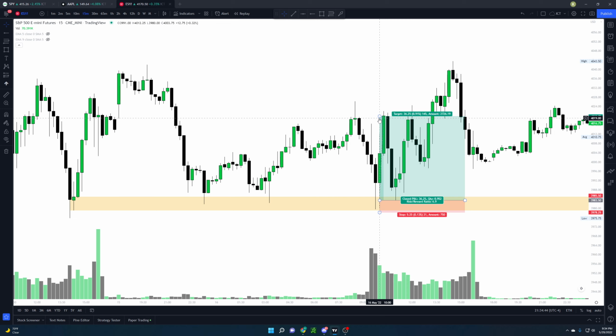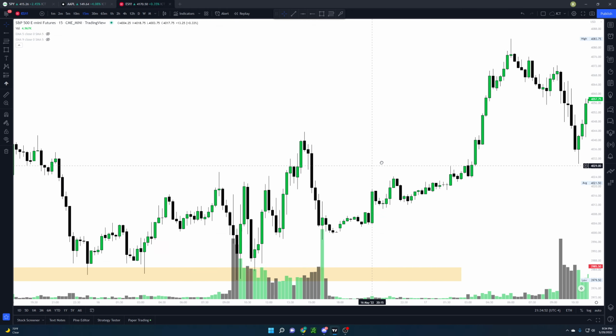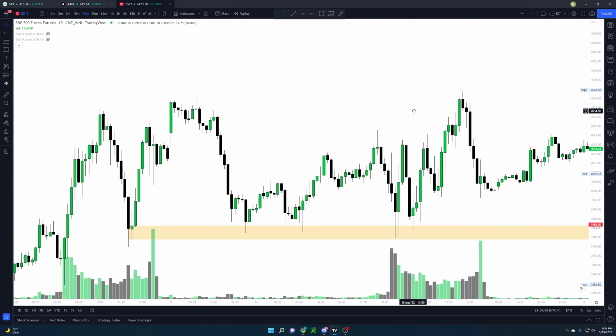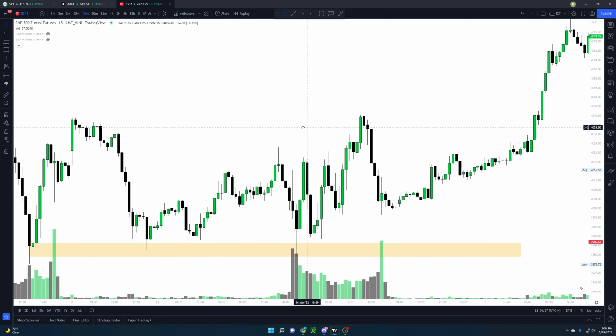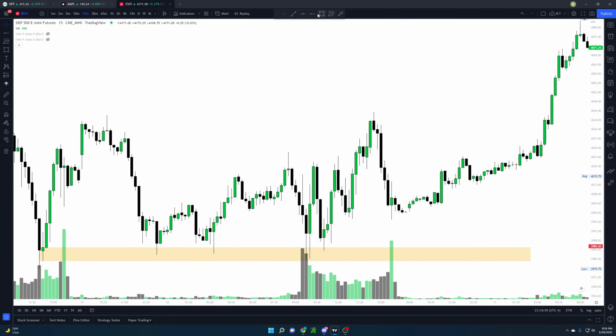You mentioned earlier, the more touches, the more likely to reverse. Could you go over an example of how to tell that it'll be likely to break the zone? I mean, if I can find one. Okay. Let's see if we can do something with this zone here.